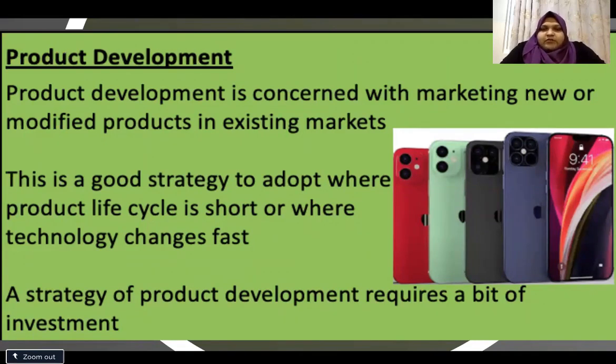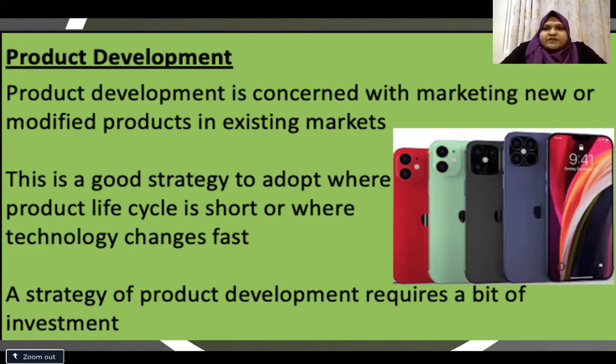fast. As you can see in the picture, it's an iPhone. As you all know, every year Apple will produce a new version of the iPhone. What is their main purpose actually? The iPhone is linked with technology, so technology is changing very fast, and people like the new technology all the time. So in order to adopt this new technology, every year they introduce this new featured product. So it's product development.